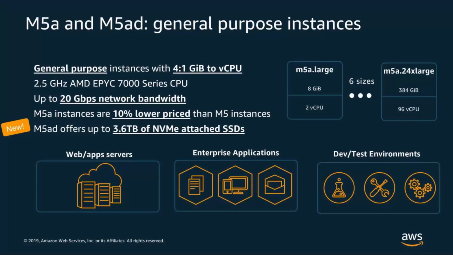These instances are available in 6 sizes. It starts with large, where you're going to get 2 vCPUs. And because you get 4 gigabytes of memory for every vCPU, you'll have 8 gigabytes of memory total for that instance size, all the way up to 96 vCPUs or 384 gigabytes of memory on the M5a or M5ad 24x large. So this is where, as I mentioned, you want to really get started in the cloud, or you're not sure what instance type you need. M5 is a perfect place to start. You can look at these in production for things like web apps and servers, your enterprise applications, or your dev and test environments.